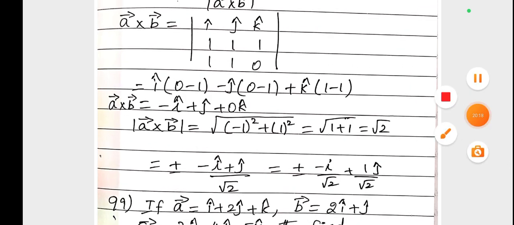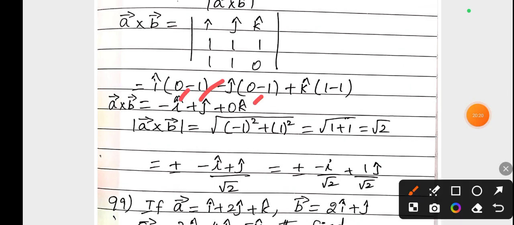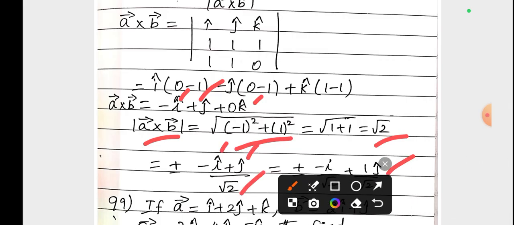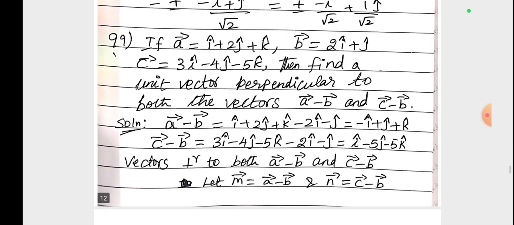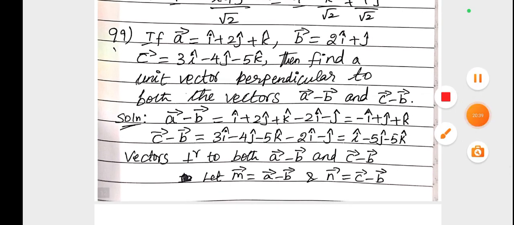What we got? Minus i cap plus j cap plus 0 k cap. Check whether you are getting the same thing. Then do magnitude of a vector cross b vector: root over minus 1 square plus 1 square, you got root 2. Apply in the formula. So minus i cap plus j cap by root 2, and we got this. So till this, any doubts? Like this, kindly check.